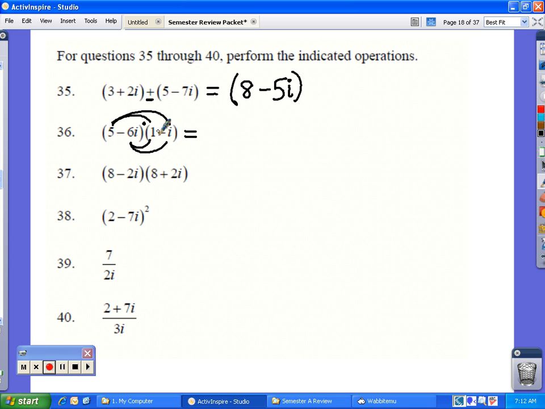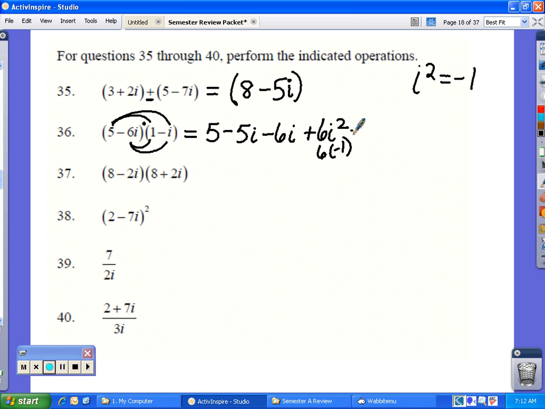But if you go with FOIL, we do 5 times 1, which is 5. 5 times negative i, which is negative 5i. Negative 6i times 1, which is minus 6i. And negative 6i times negative i, which is positive 6i squared. Now to simplify this, you should know that i squared is equal to negative 1. So therefore here this 6i squared is actually going to be 6 times negative 1, which is actually negative 6.